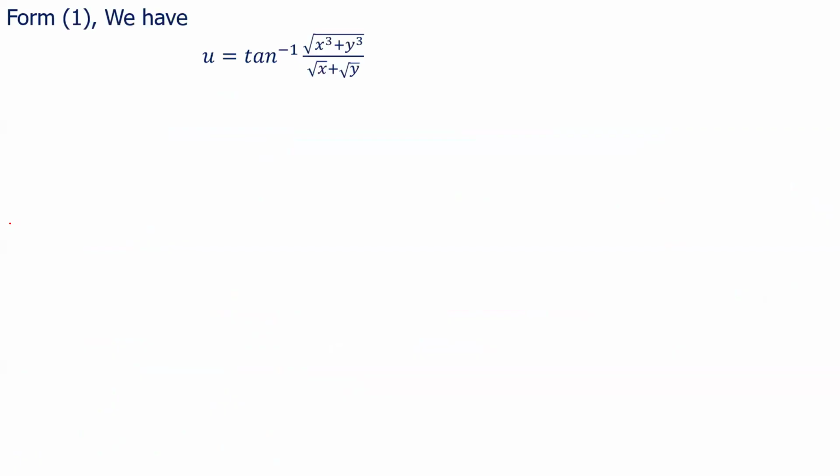From 1, we have u is equal to tan inverse of root over x cube plus y cube upon root x plus root y. Let us take tan on both the sides. So tan of u is equal to root of x cube plus y cube upon root x plus root y. Let us consider this as z. So z is equal to root of x cube plus y cube upon root x plus root y.